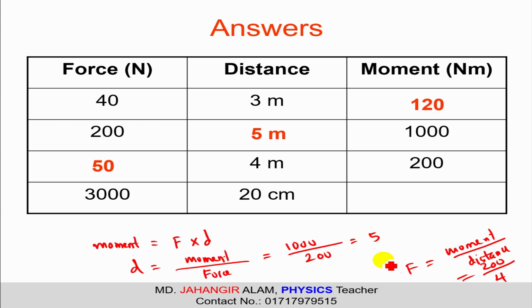So 50 Newton. In the fourth one, here distance is in centimeter. So we have to convert the centimeter by dividing by 100. So 0.2 meter. Now we have to find out the moment. So 3000 force into perpendicular distance 0.2. So 600 Newton meter.